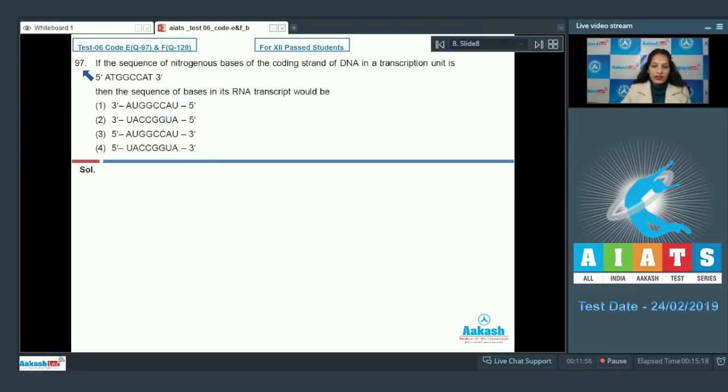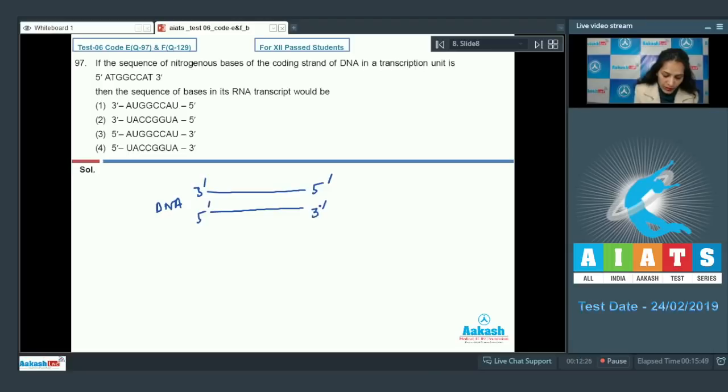Question number 97. If the sequence of nitrogenous bases of the coding strand of DNA in a transcription unit is 5' ATGGCCAT 3', then the sequence of bases in its RNA transcript would be. If you remember that there are two strands in the DNA. One is 3' to 5'. The other is 5' to 3'.